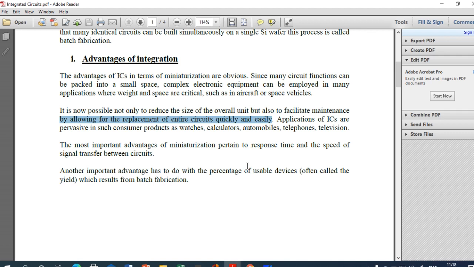We just replace this IC by another IC without removing the remaining part of the circuit. So that's why the maintenance of this overall circuit is very easy and it can be removed quickly and easily.